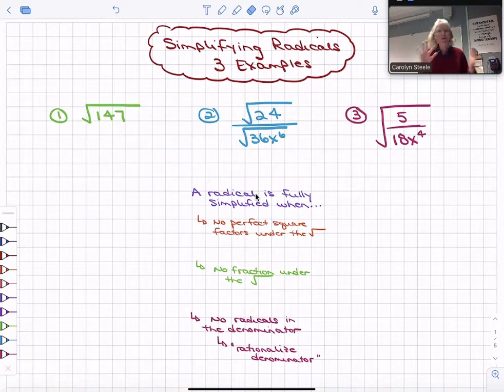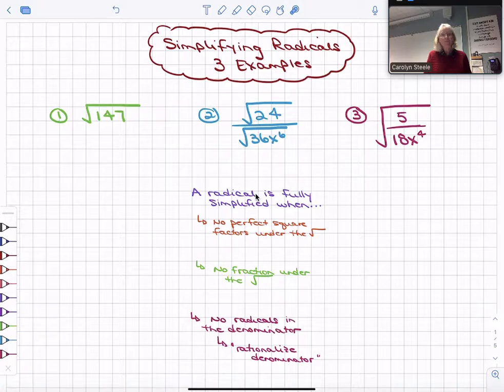Mathematicians, this is the third video in the series, and in this video we're going to practice simplifying radicals. As a reminder, in the last video we learned that a radical is fully simplified when there's no perfect square under the radical, when there are no fractions under the radical, and when there are no radicals in the denominator. Please pause me, and in your math journal or on a whiteboard, go ahead and simplify each of these three radicals. All right, pause me.